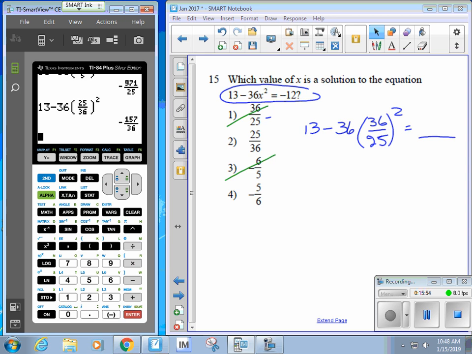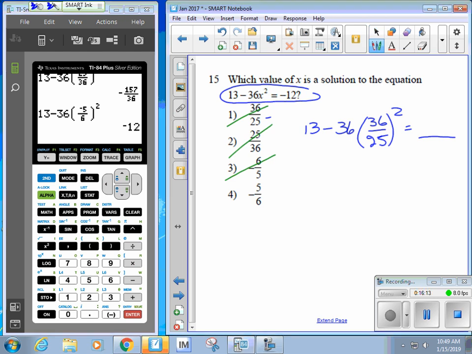Doesn't turn out, so it better be choice 4. But since we've come this far, you might as well check and be sure you did it right. Otherwise, your methodology might be flawed. So we're going to say it's a negative 5 over a regular 6. And it does come out to negative 12, so it was choice 4.